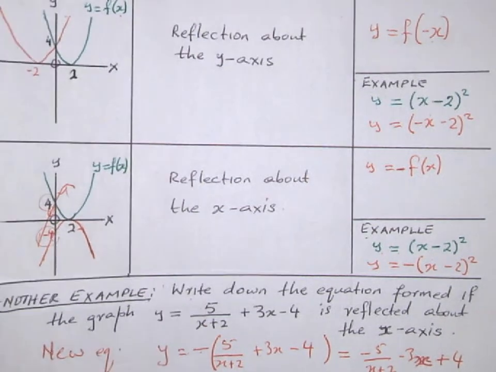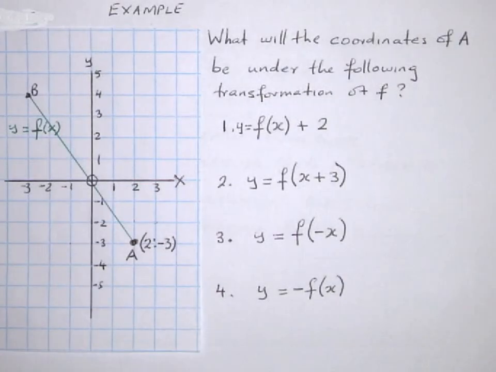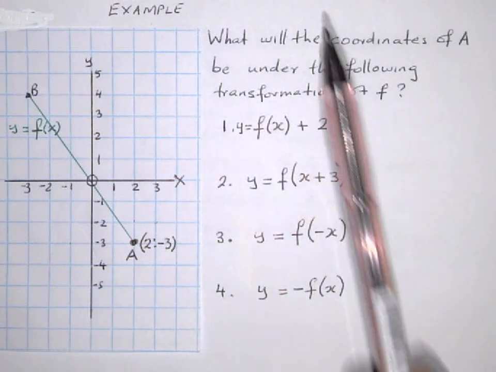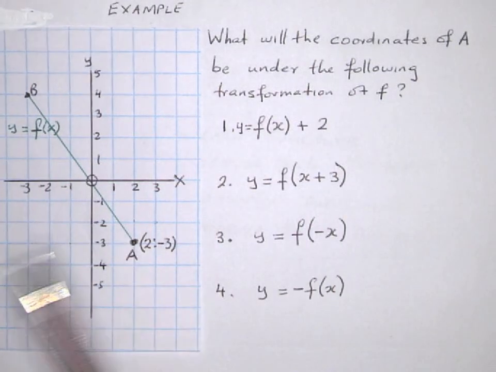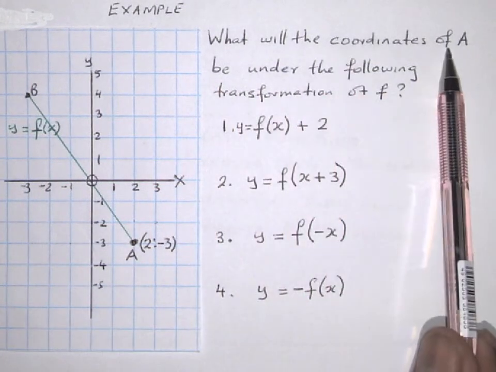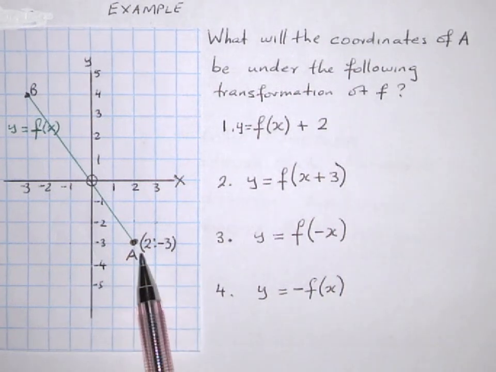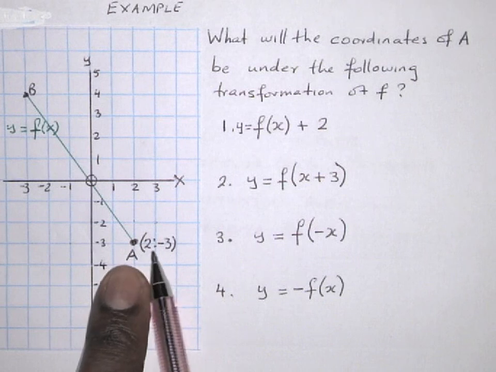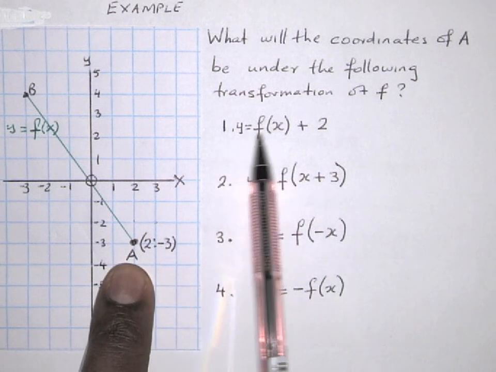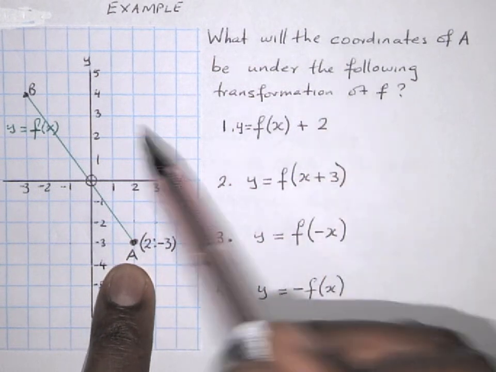Now let's look at another one. One more juicy one. Here's an example. We've got this line drawn. They say, what will the coordinates of A be under the transformation of f? There is A there. So A is (2, minus 3). They say you've got to transform this, so this is f of x.